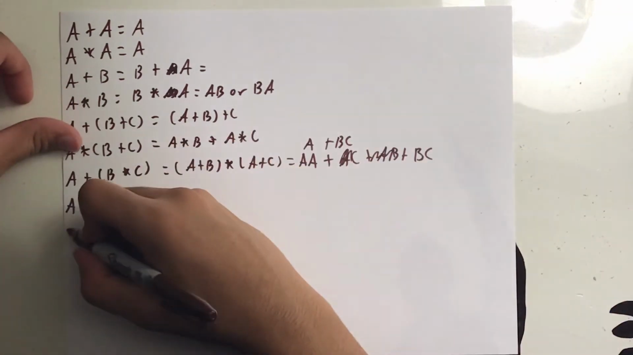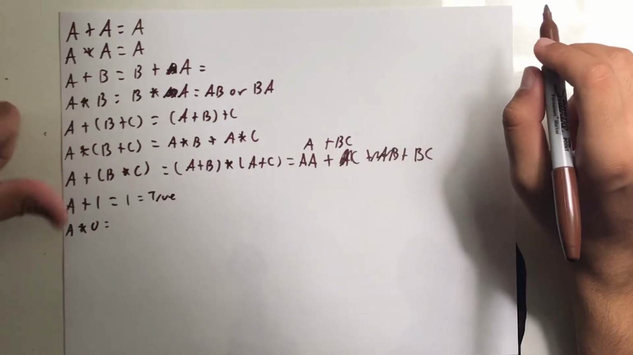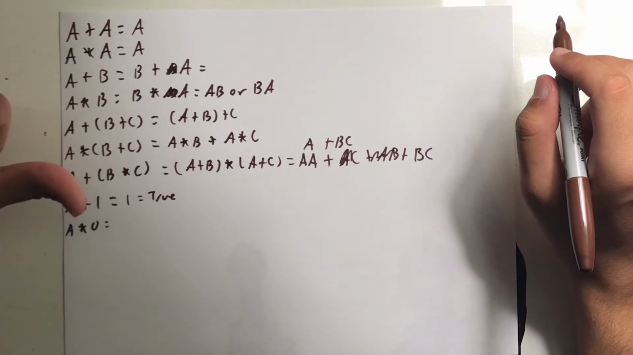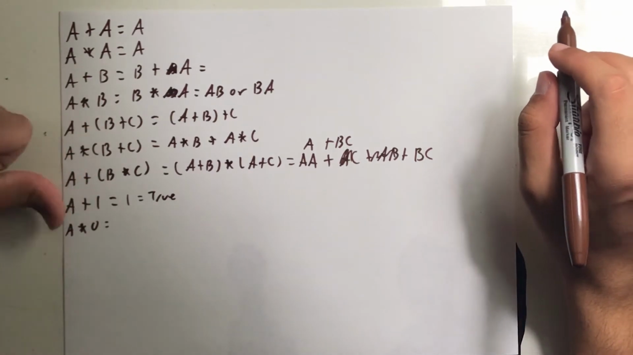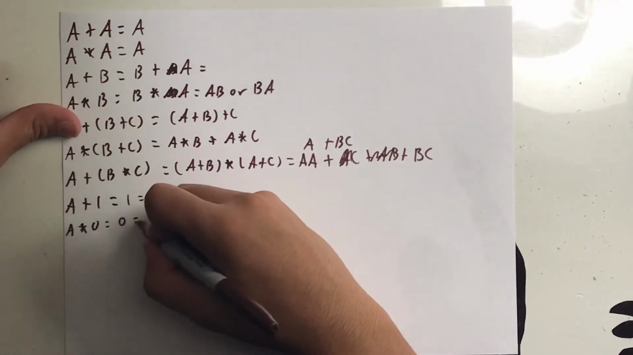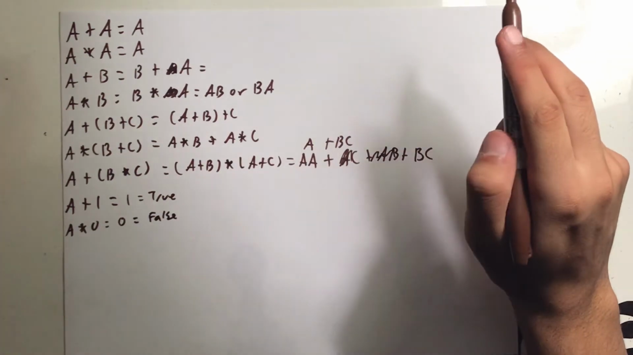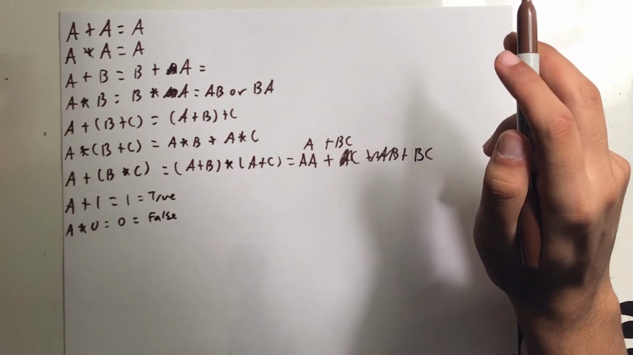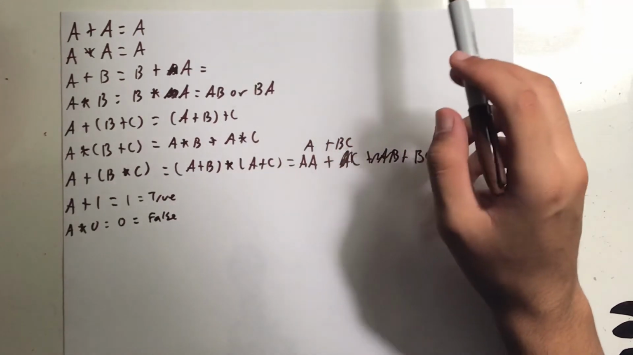And if we had A times 0, let's say A was true. True and false, well, 0 is false, so true and false gives you false. And let's say it was false. False and false still gives you false. So the answer is going to be 0, or false. This is union and this is intersection.